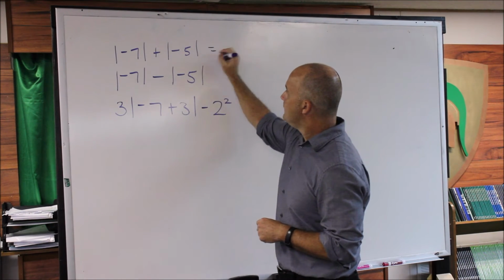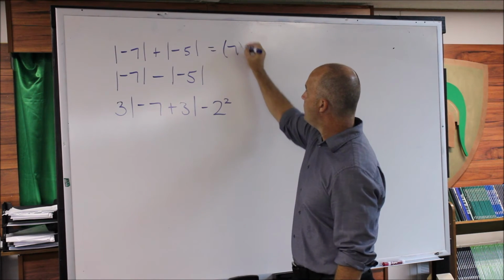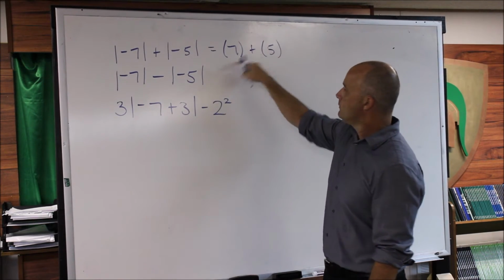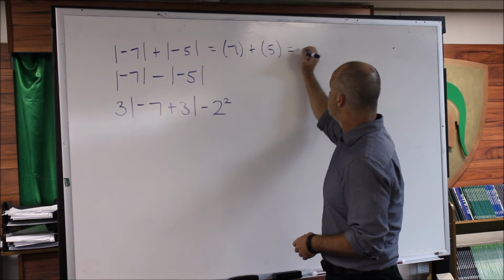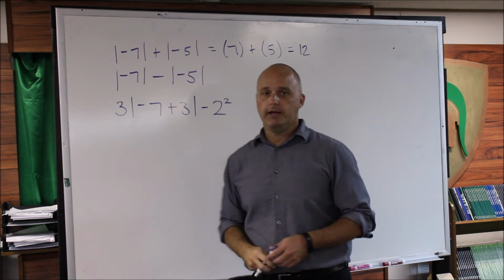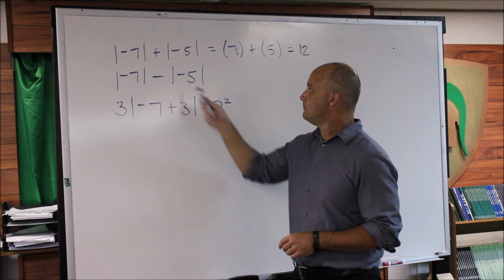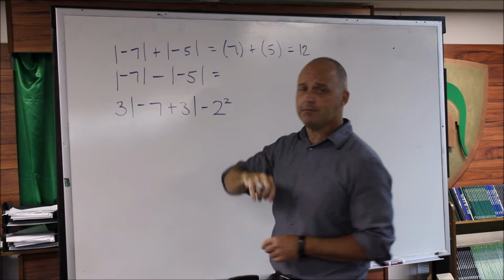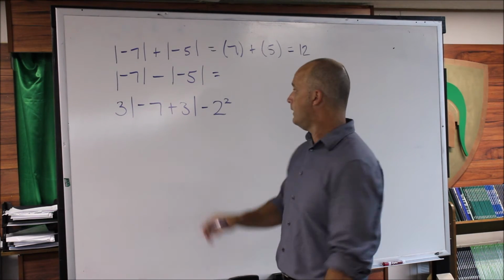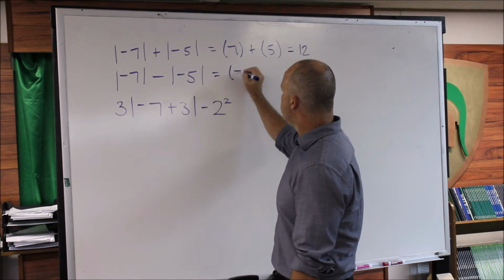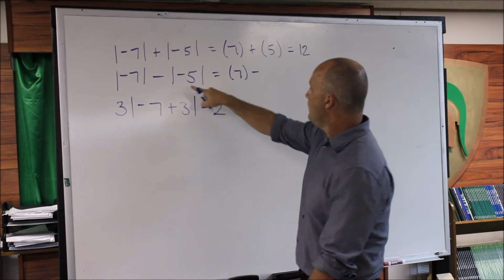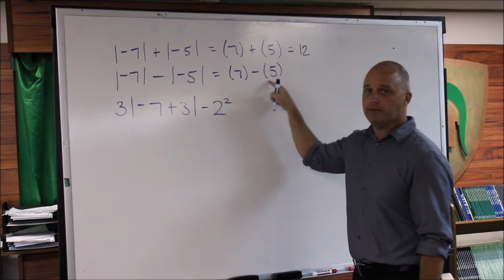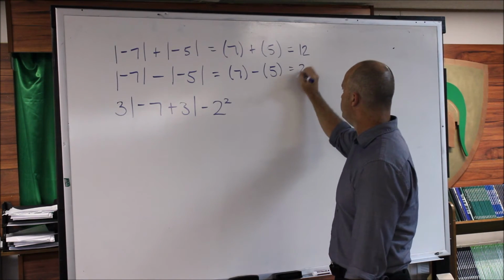So we've got the absolute value of -7 is going to give us 7. Then we've got a plus, and the absolute value of -5 is going to give us 5. So now it just comes down to 7 plus 5, which is 12. On the next one, we have the absolute value of -7 minus the absolute value of -5. So for this one, again, we're going to work inside the absolute values first, and then we'll do anything that's on the outside. So we have the absolute value of -7 is 7, then minus the absolute value of -5, which is 5. So what we end up with here is 7 minus 5, which gives us 2.